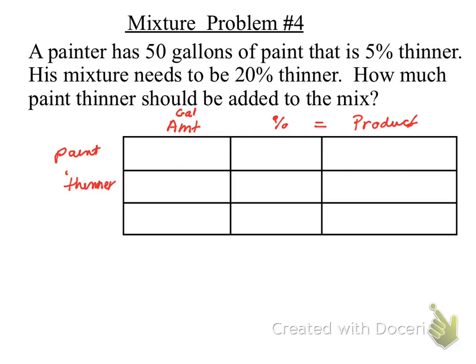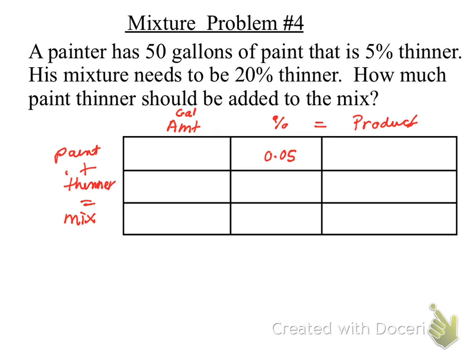Okay, and then what do we call the last one? Mix. Good. Okay, do we know what the percentage of the paint is? Yes. What is it? 5%. That's thinner. No, a paint has 50 gallons of paint that's 5%. Thinner. Right, but it's 5% thinner in the paint. So most paint has this paint thinner in it.